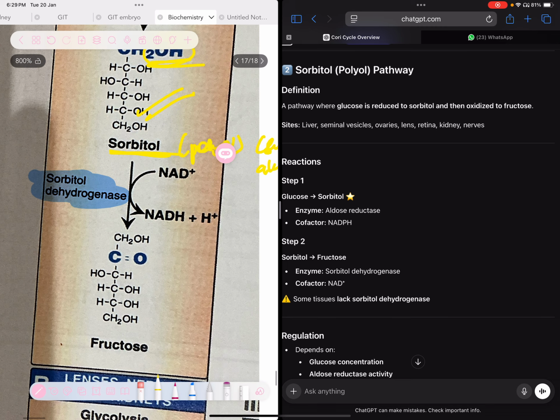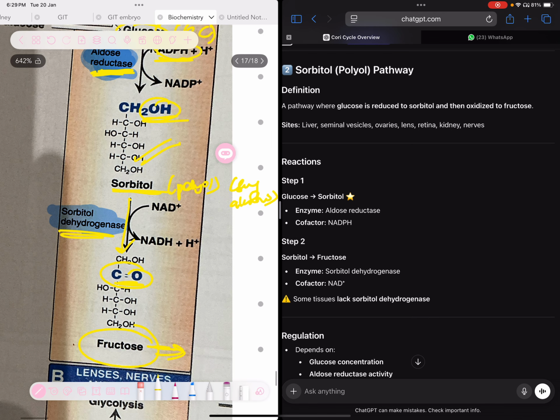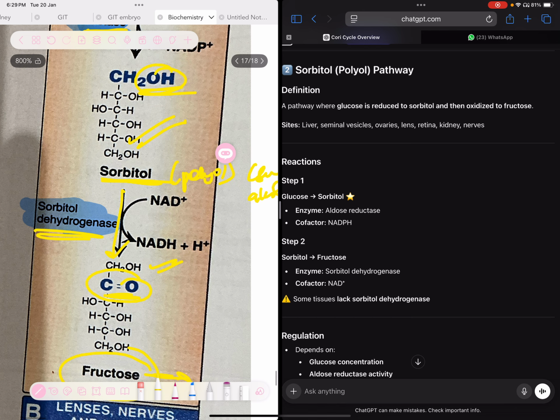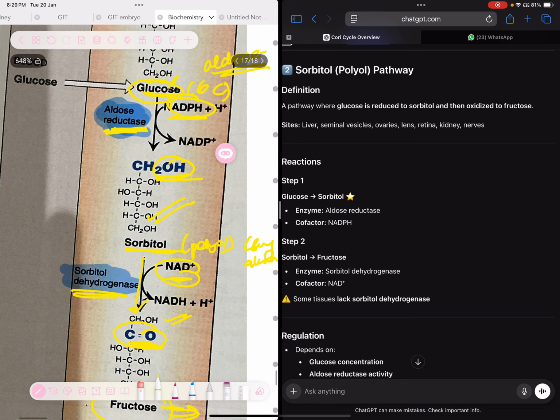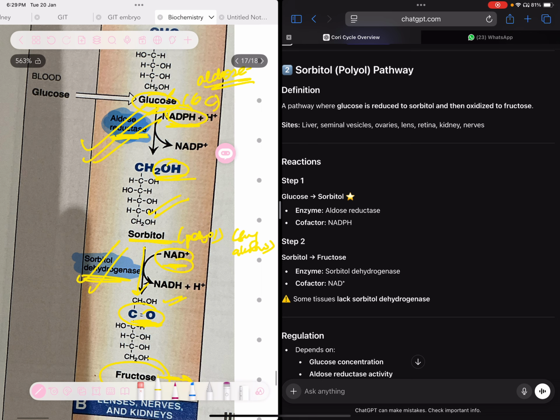After this, you need another enzyme, sorbitol dehydrogenase, which is going to convert it to fructose, and you get a ketone here. Fructose is a ketone basically. So you have your alcohol, you're retaining your alcohol, but you're getting a ketone. So you got fructose. For this, you need NAD positive. So that's it. Sorbitol dehydrogenase, aldose reductase. So aldose reductase and sorbitol dehydrogenase, easy.